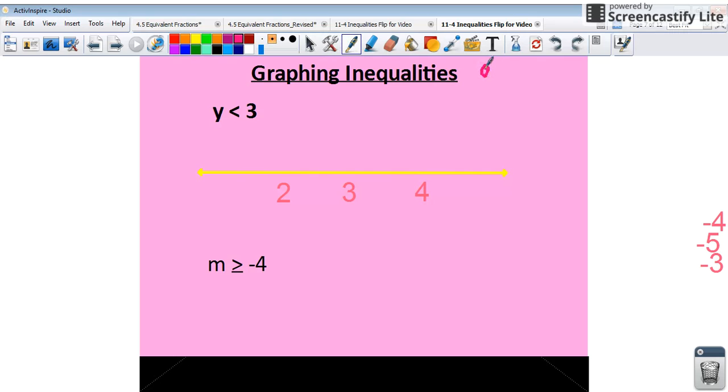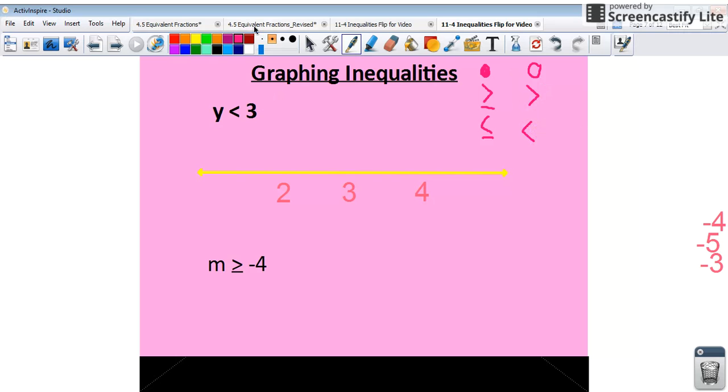So there's two different types. There's a closed dot or an open dot. The closed dot is going to be for our less than or equal to or greater than or equal to symbols. Okay, so either our less than or equal to symbol or a greater than or equal to is going to be a closed dot. Our open circles are going to be our greater than or our less than symbols.